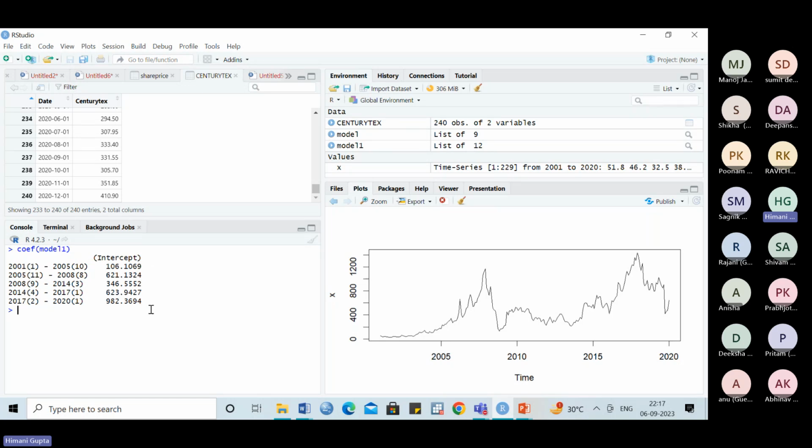And these are the intercepts where R is seeing that there is some problem, that suddenly there is a change in the mean or other parameters of your data. Got it? Any doubt? Any doubt till here?